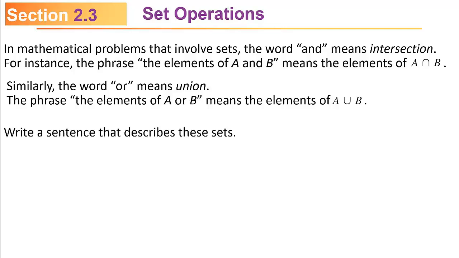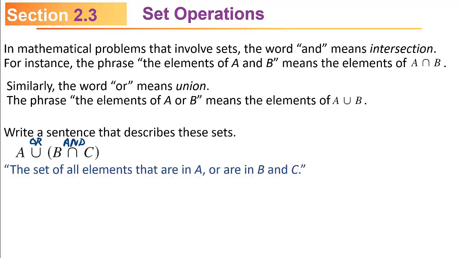For example, write a sentence that describes these sets. Notice the parentheses. You have to work with order of operations. The parentheses says to do the intersection first. So you're going to intersect B and C at some point. The union symbol means "or." The intersection symbol means "and." So we would read this: the set of all elements that are in A or are in B and C.